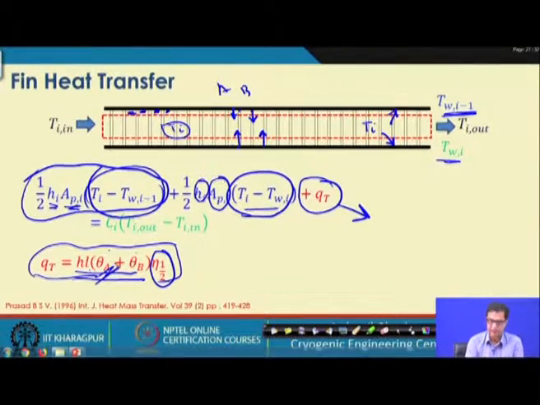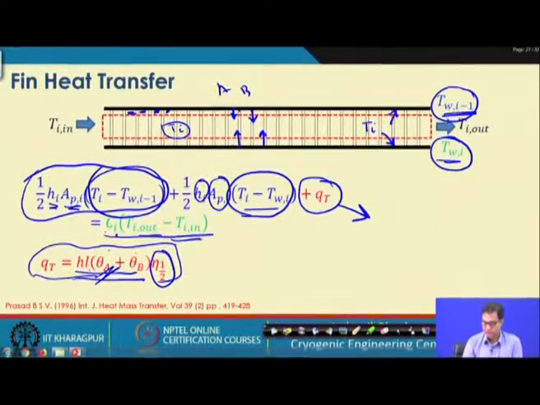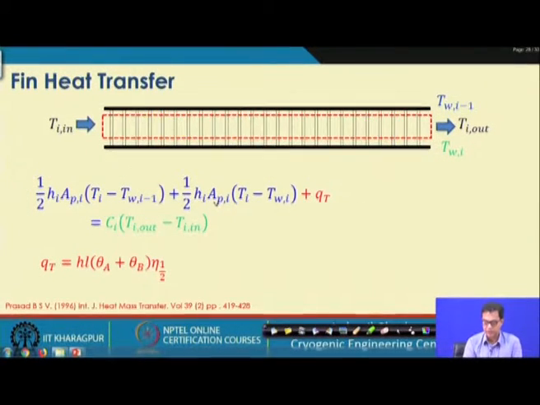Theta A is basically T_W,i minus T_i, and theta B will be T_W,i minus T_i. That is the energy balance we will have for the fluid stream, and that will be equal to the heat capacity, the mass flow rate multiplied by the C_p, and T_out minus T_in. So, that gives the total energy balance equation for this ith fluid stream.